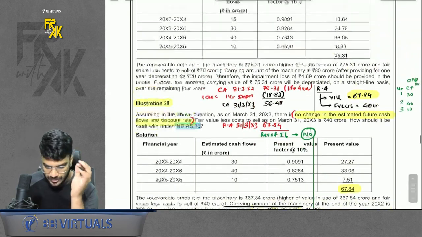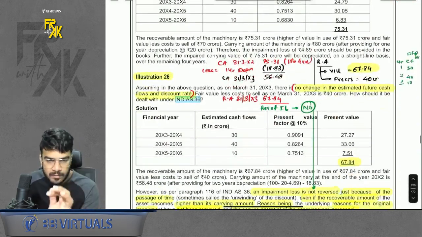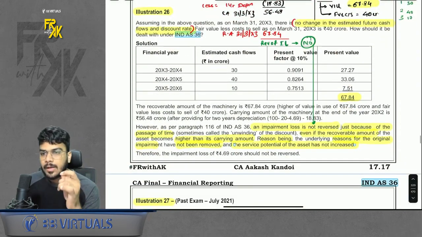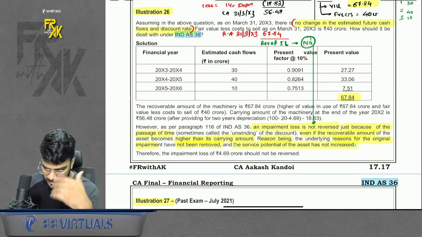Right? So just read this illustration 25-26. You will come to know that you will see the reversal, but you will not reverse it because the capacity of the service potential of the asset has not increased. Right? Do you remember this point? Yes. In case you are not able to recall, just revise it once. You will be able to recall.